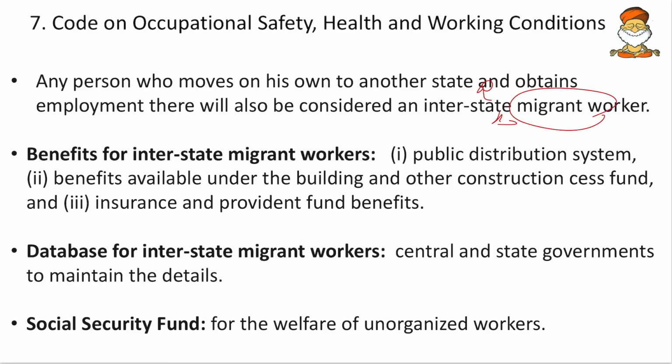And then some of the benefits for the interstate migrant workers, that is the public distribution system, then benefits available under the building and construction cess fund. So whatever benefit comes under this fund will be given to the migrant, and insurance and provident fund benefits. And then the database for interstate migrant workers. So the central and state government shall collect the database for the interstate migrant workers.